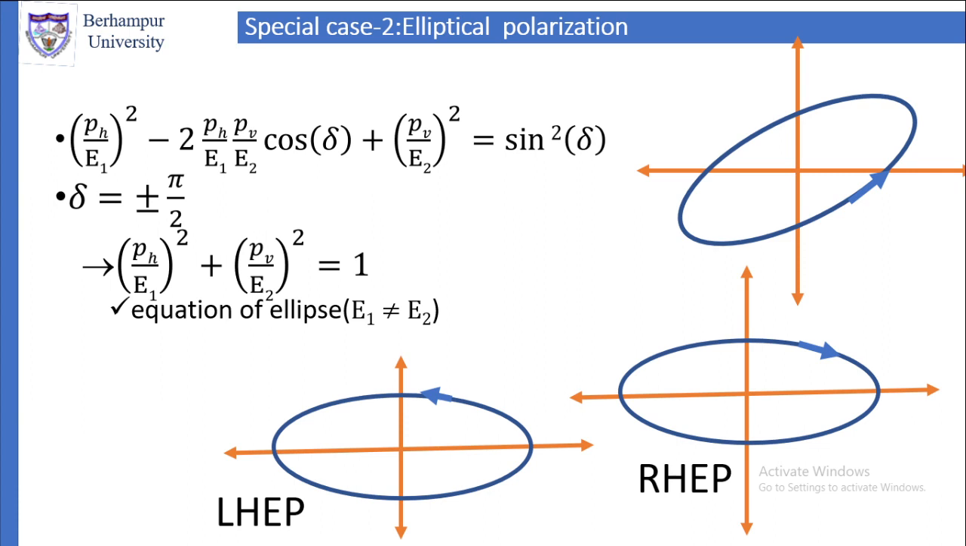So the locus is an ellipse and if the rotation of the tip is clockwise, it is called right hand elliptical polarization. If the locus is an ellipse and the rotation is in the anticlockwise direction, then it is called left hand elliptical polarization.